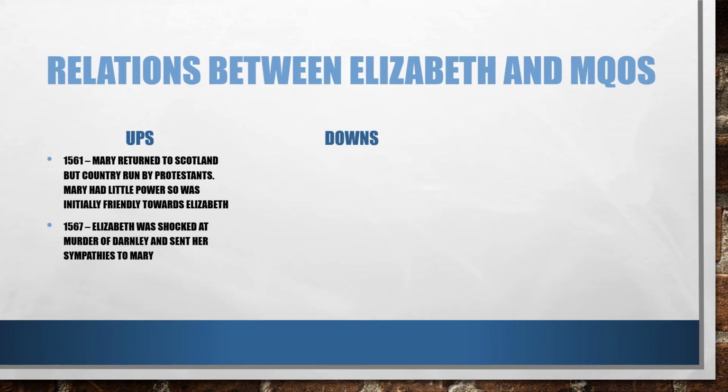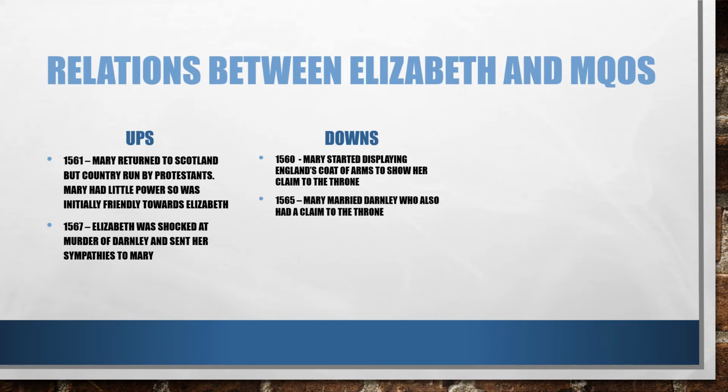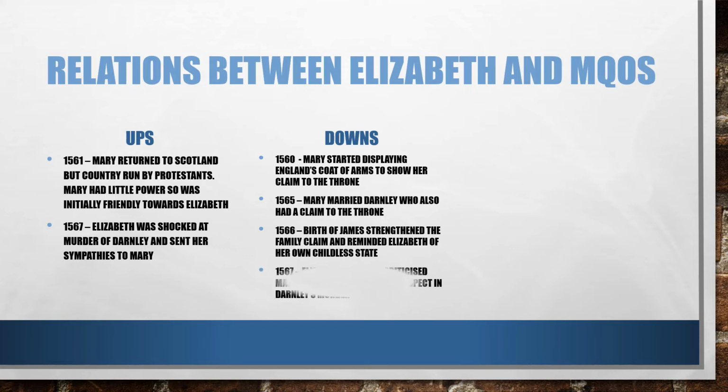Let's have a look at the idea of the downs. There are more downs than ups on this one. So in 1560, Mary started displaying England's coat of arms to show her claim to the throne. And in 1565, the marriage of Darnley, who also had a claim to the throne and was explicitly against Elizabeth's wishes at the time. In 1566, the birth of James strengthened the family claim and reminded Elizabeth of her own childless state. And in 1567, Elizabeth strongly criticised Mary for marrying the chief suspect in Darnley's murder, who was the Duke of Norfolk.